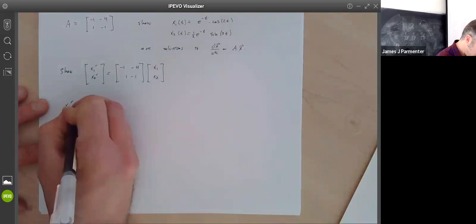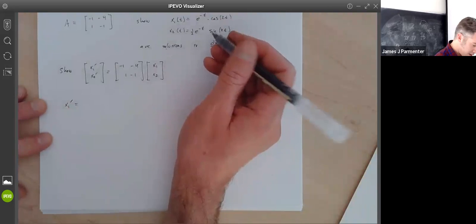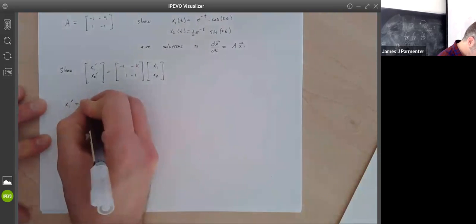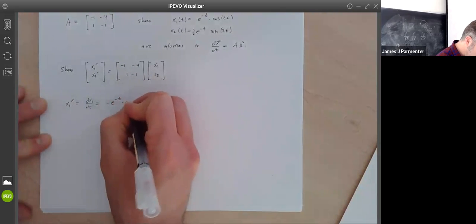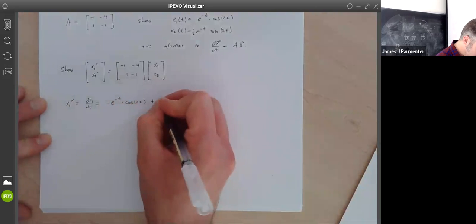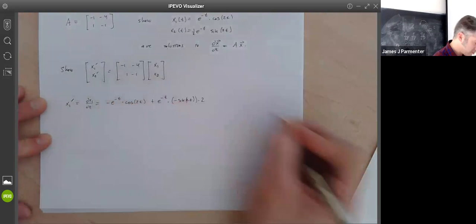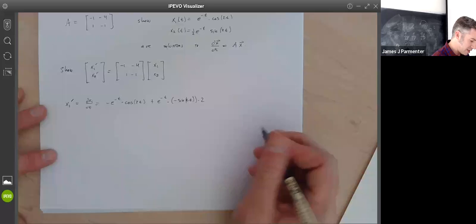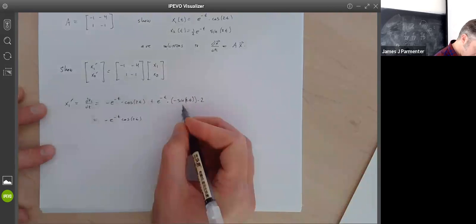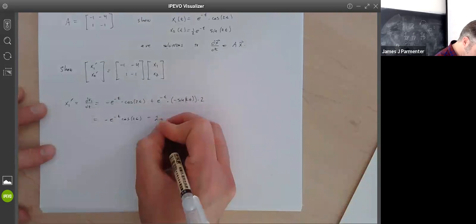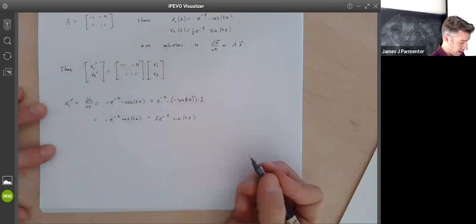Okay, this should work out this time. So x1 prime is the derivative of this with respect to t. Oh, I have to use the product rule. Interesting. So I'm going to get, let's see, negative e to the negative t times cosine of 2t plus e to the negative t times negative sine of 2t times 2, which we can probably simplify. It's negative e to the negative t cosine of 2t minus 2e to the negative t times sine of 2t. Right? Hopefully, when we do it the other way, it'll still work out.